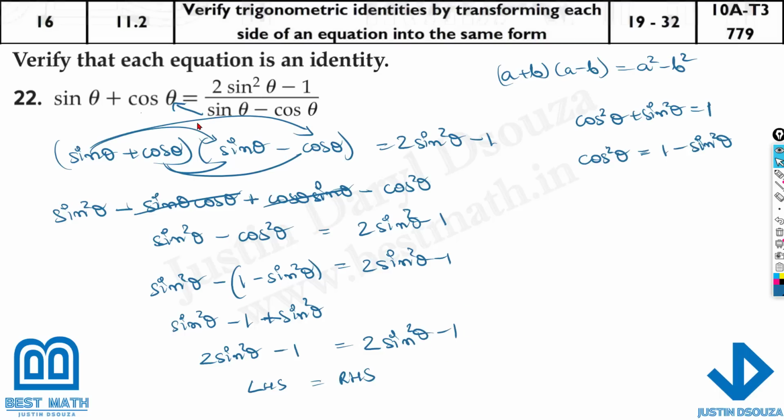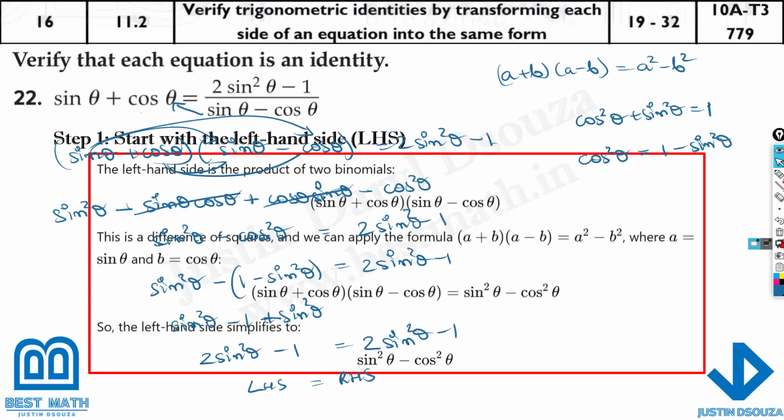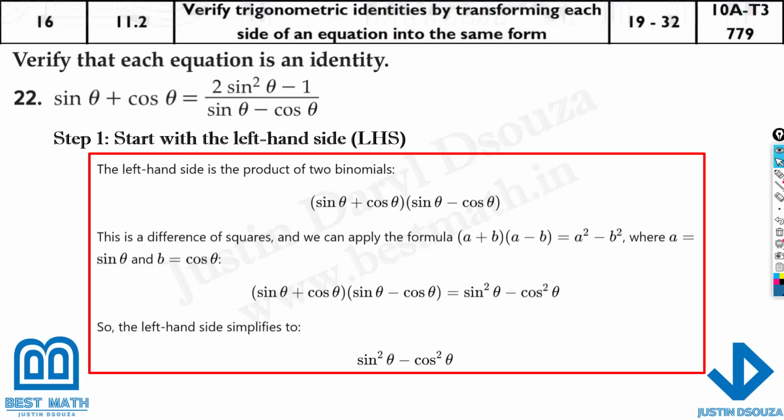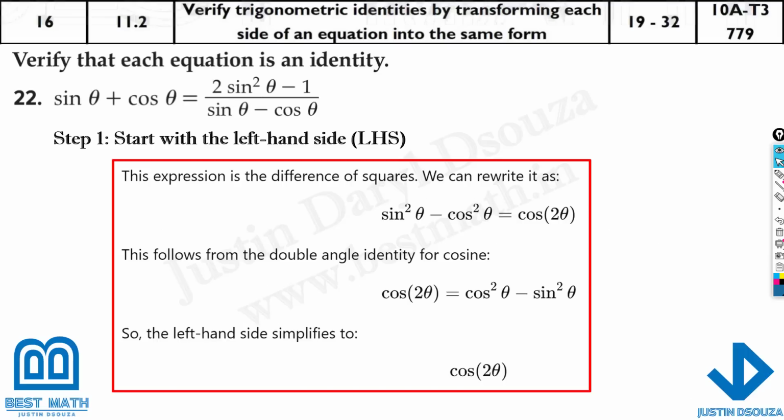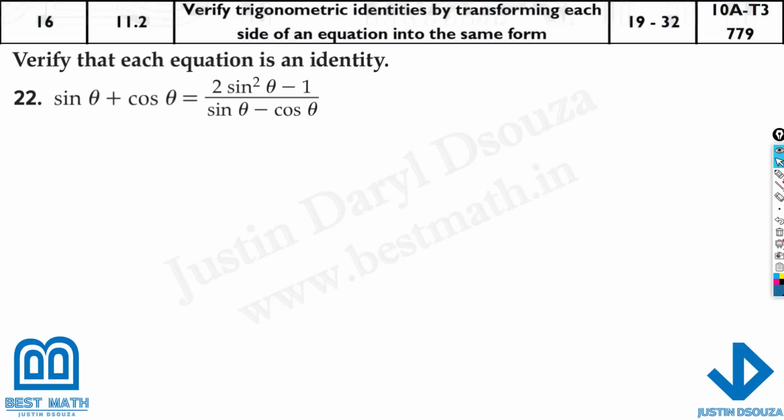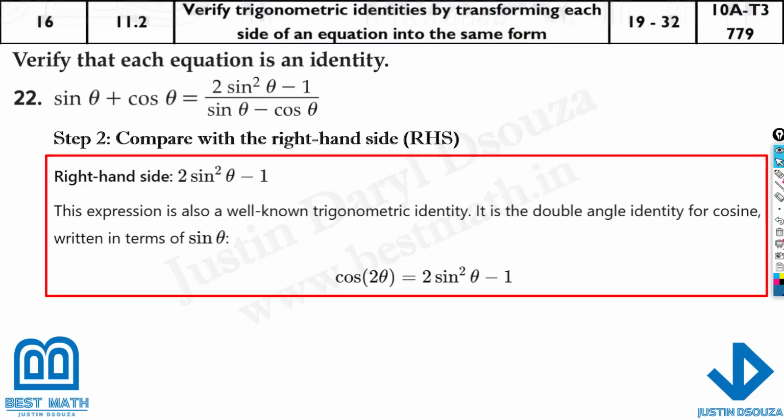No matter what, these are identities. They have clearly mentioned, verified each equation that each equation is an identity. So you can use your calculator as well. Put some angles, say 30 degrees everywhere. Both the sides will match. So here is the worked out solution. You can go through it in your own time. You can pause the video, go through it. And here as well.